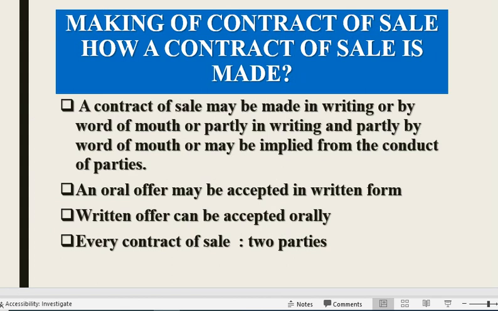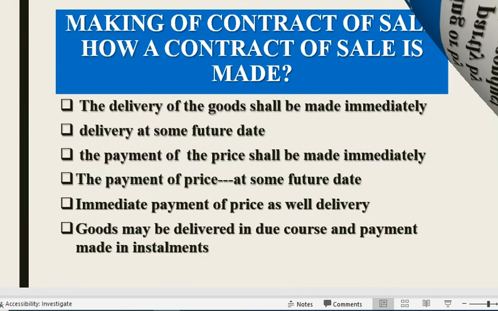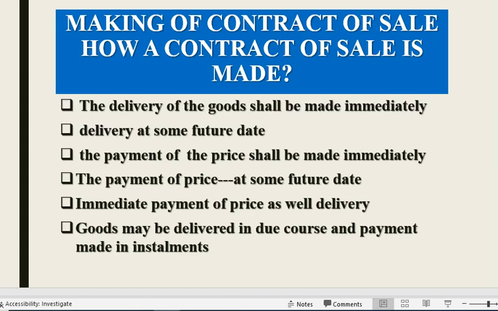A contract of sale may be made in writing or by word of mouth, partly in writing and partly by word of mouth, or may be implied from the conduct of the parties. An oral offer may be accepted in written form. A written offer can be accepted orally. In every contract of sale, there should be two parties, one the seller and the other the buyer. So these could be the conditions under a contract of sale.